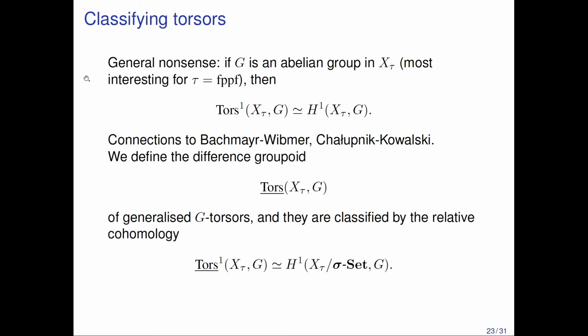All right. Now, something that I haven't seen done before. As I said, the category of torsors is a groupoid, but it's just an ordinary groupoid. However, by thinking that we live in the new universe, we can't really talk about ordinary groupoids. It has to be a difference groupoid. So we define the difference groupoid of some kind of internal or generalized G-torsors. I omit the definition, but it's in my paper, if you're interested. And they are actually classified by the relative cohomology, H1.